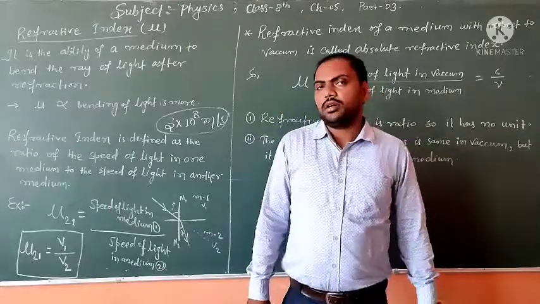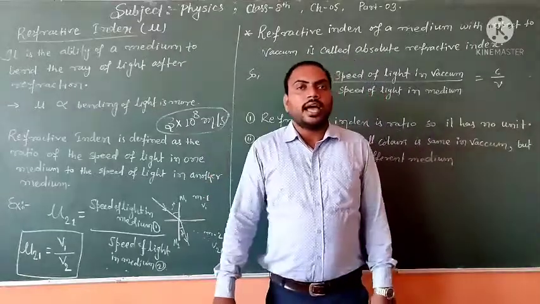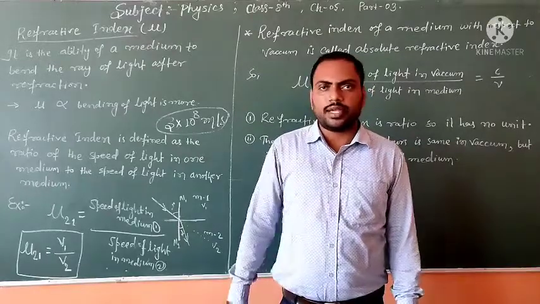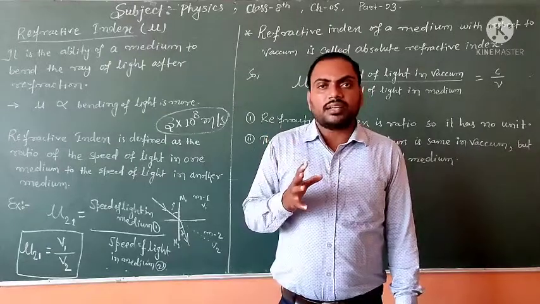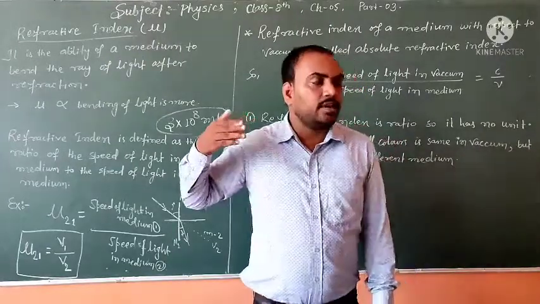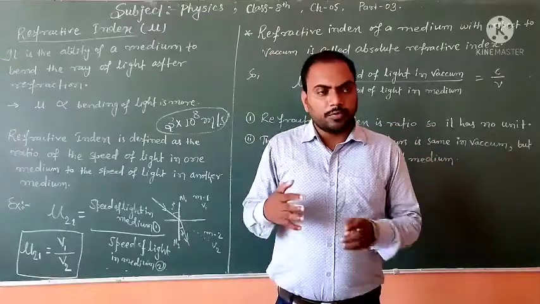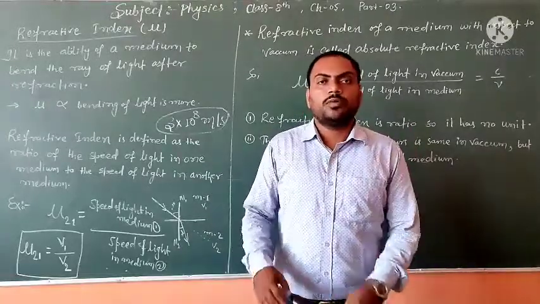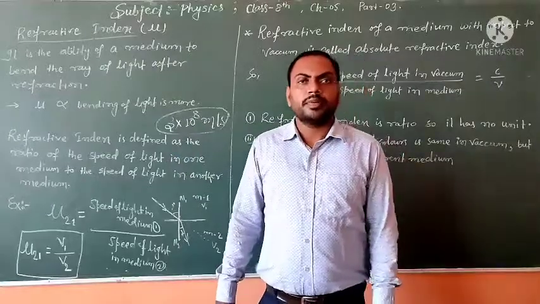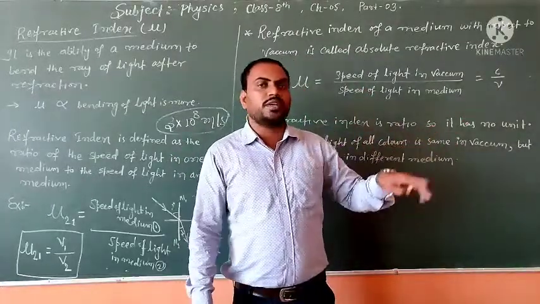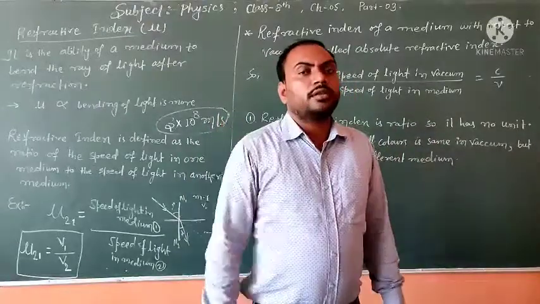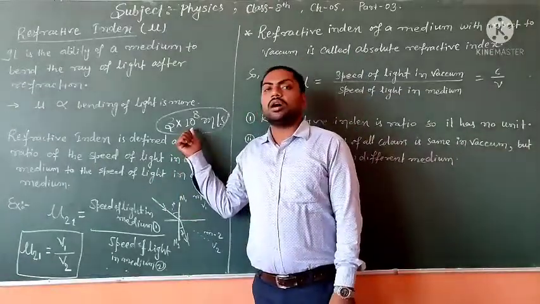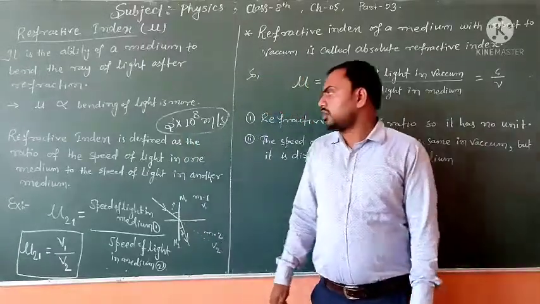It is so high speed, and as we know, white light consists of 7 colors. When all these 7 colors move in a vacuum, they move simultaneously, meaning all the 7 colors have the same speed. If there is no medium, only vacuum space, the combination of 7 colors moves with the same speed, approximately 3 into 10 raised to 8 meter per second.